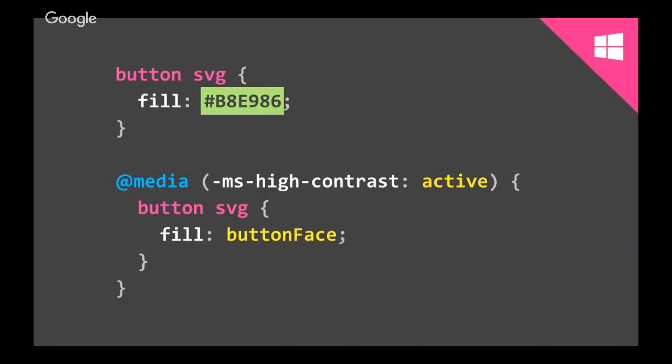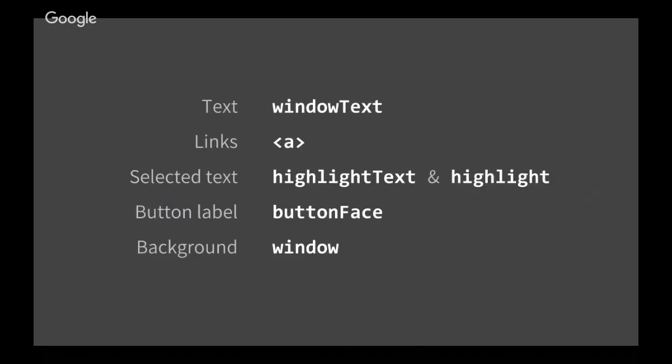This is important because Windows allows you to create custom high contrast themes, so these colors could hypothetically be anything. Here's a mapping of the content types and the relevant keywords that will allow you to work with high contrast mode best. Text is window text, links is just an A tag, selected text is highlight text and highlight, button label is button face, background is window. This is really limited and it's on purpose. When you have a high contrast mode presentation, you really want to focus on the content and not the aesthetic trappings.